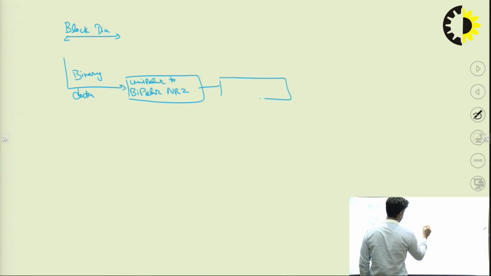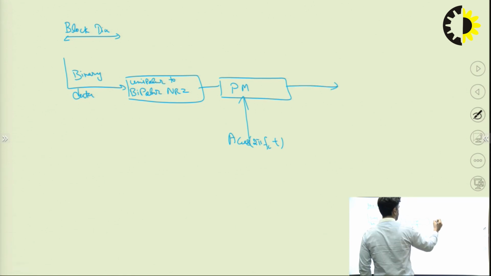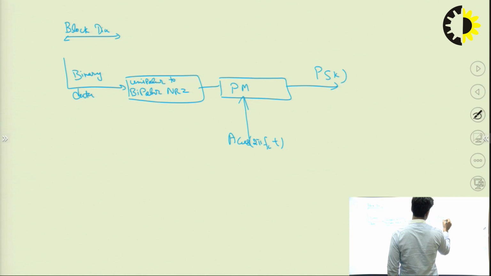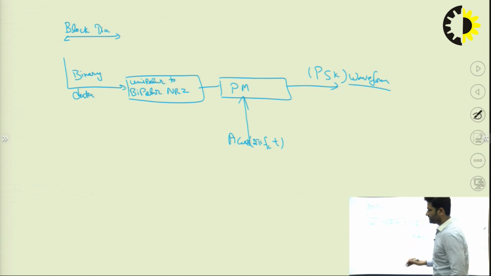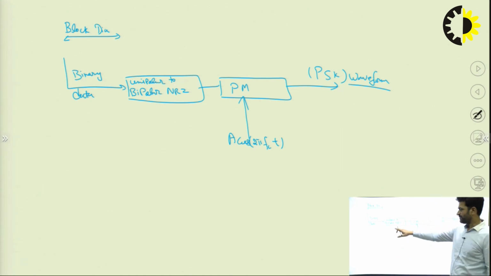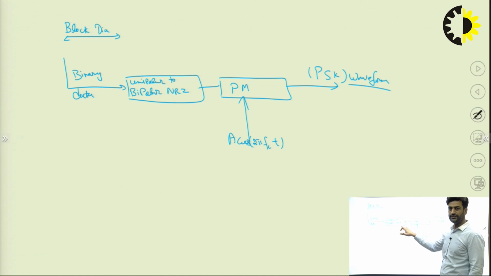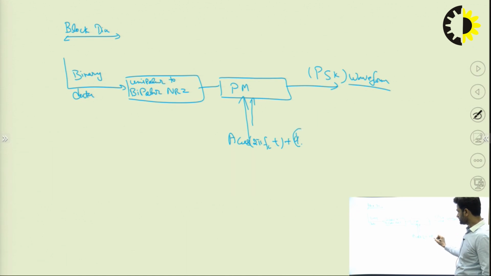Now this will be multiplied by the product modulator, and the carrier will be given in this modulator, and here we are getting the PSK waveform. This is the block diagram of PSK: binary data, unipolar to bipolar NRZ, product modulator. The properties of the carrier will vary, meaning the phase will vary with respect to the incoming signal, and you are getting the PSK waveform.